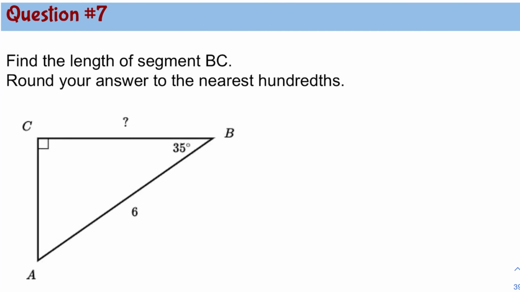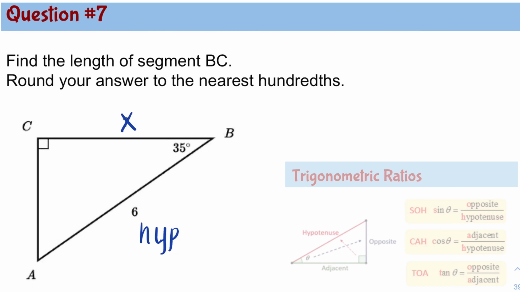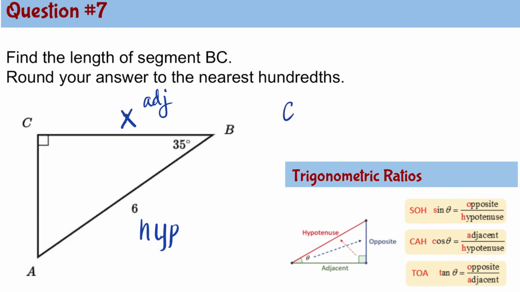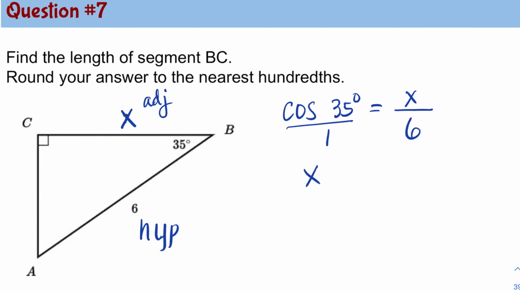Question number 7. Find the length of segment BC. In this problem, we have 6 is hypotenuse and x is the adjacent to 35 degrees. So adjacent and hypotenuse, what trigonometric ratio are we using? Cosine, right? So the equation will be cosine of 35 degrees is equal to adjacent x divided by hypotenuse 6. So we have now x is equal to 6 cosine 35 degrees. Now let's plug in 6 cosine 35 degrees.